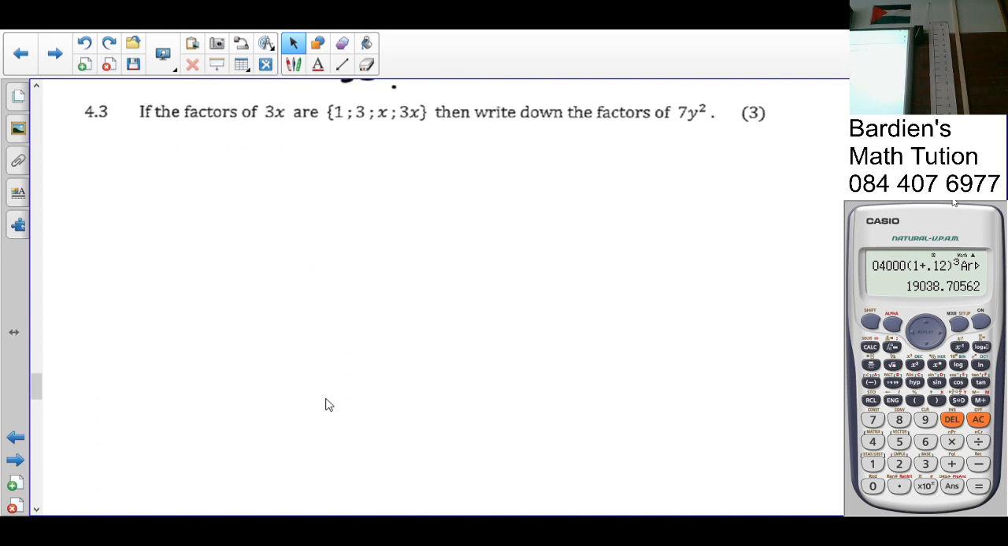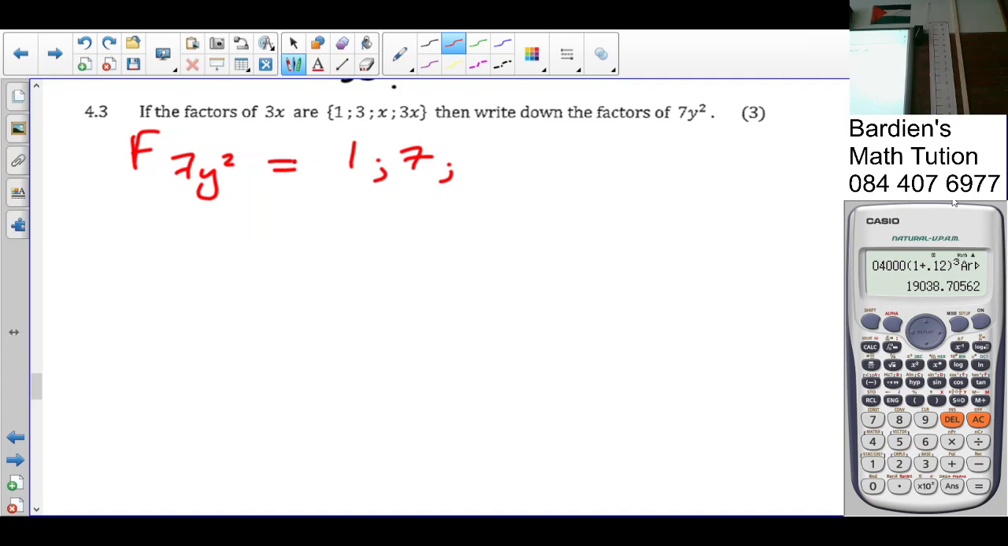Right, 4.3. If the factors of 3x are 1, 3 and x, write down the factors of 7y squared. So for 7y squared, the factors thereof: 1 can be divided between both. 7, yes. y squared or y. 7y. Not so? And 7y squared.